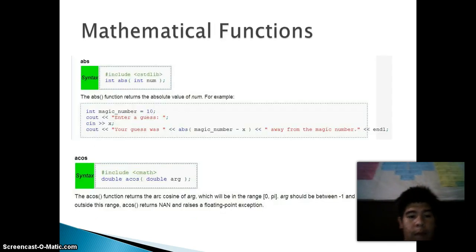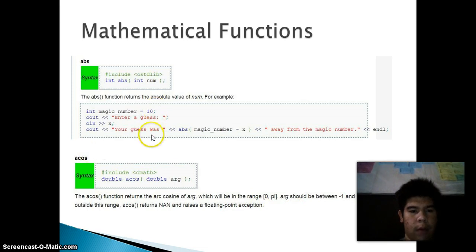The abs function returns the absolute value of a number. For example, right there. The syntax is this.